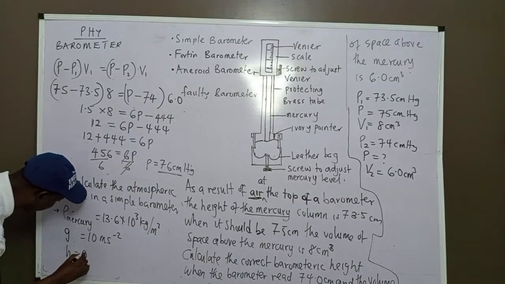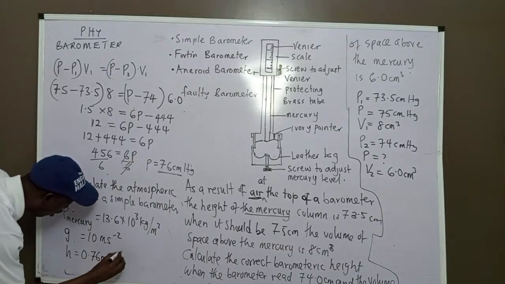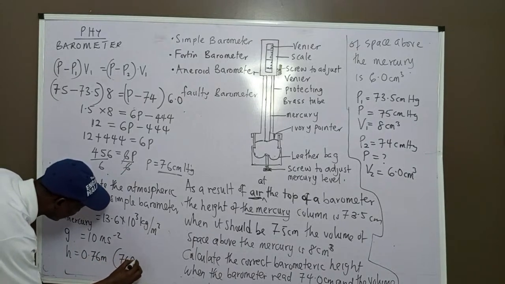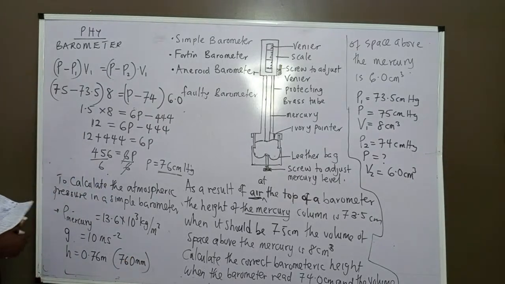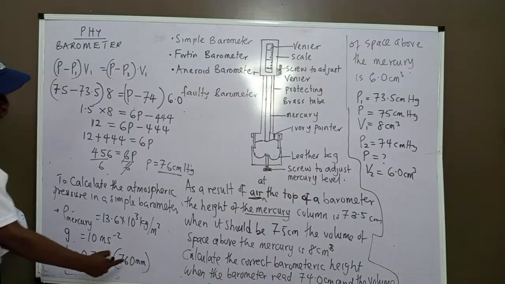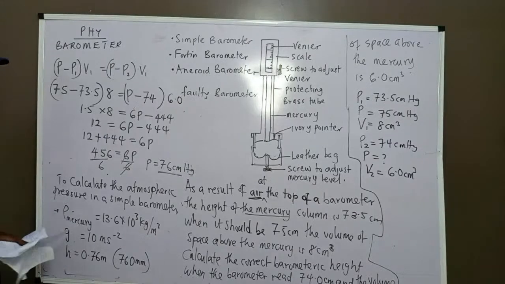Then also to calculate that, we will need the height at which the mercury supports the atmospheric pressure, and that height is 0.76 meter, or what we call 760 millimeter height. This is the height that supports the pressure. Because that's where they derive the term 760 millimeter mercury. So that is just that.